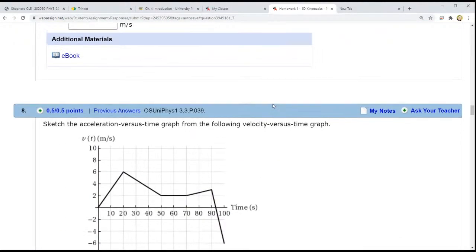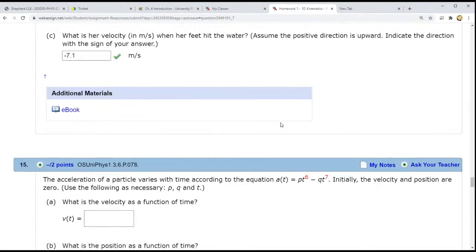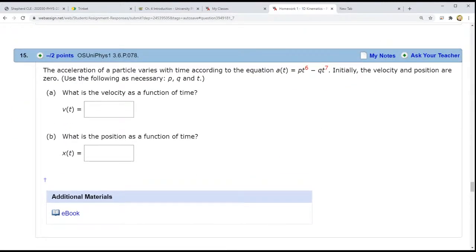So check that out. Now, if you look at the homework here, where is it? I thought I gave you one. Yeah. So this problem right here, the problem's giving you the acceleration as a function of time. And wow, it's a nice polynomial: p t to the 6th power minus q t to the 7th power. And p and q are constants. And you're asked to find the velocity as a function of time and the position as a function of time.